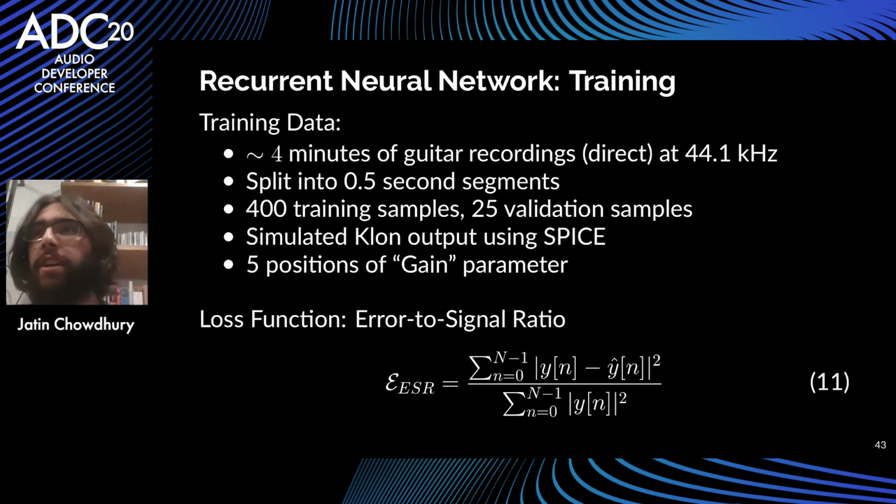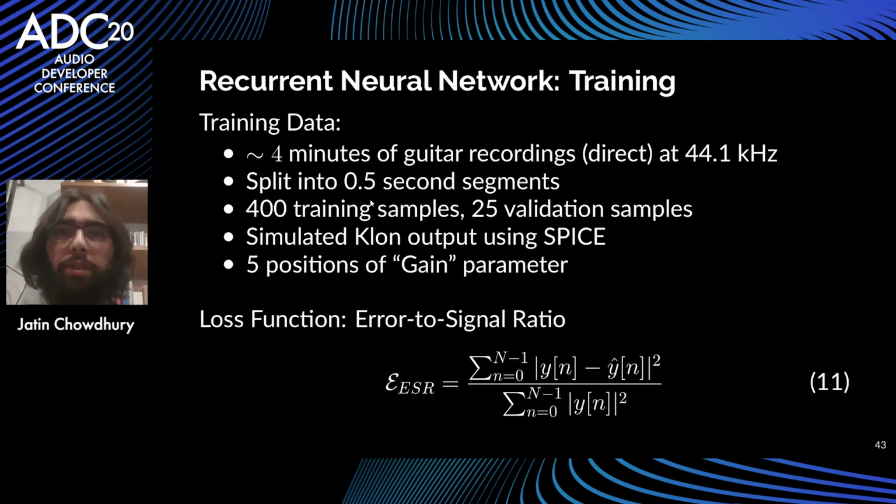So for actually training the neural network, I started with making about 4 minutes of guitar recordings. I recorded everything at 44.1 kilohertz, which is very low compared to most other neural network training things that I've seen. The reason why I chose this sample rate is that the embedded platform I was targeting ran at 44.1 as well. And for reasons that I'll talk about later, your neural network has to be trained at the same sample rate that you're going to use it at later on.